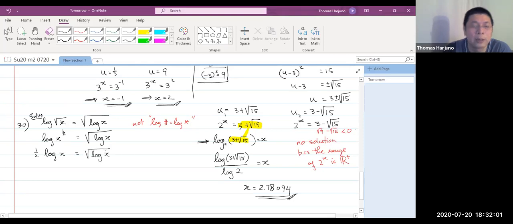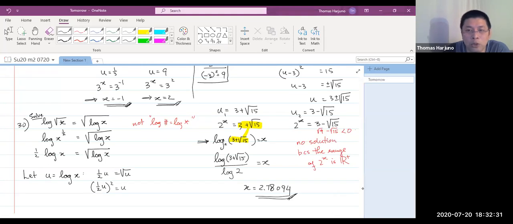Now from here, you can actually use substitution. You see that log x appears on both sides, right? So we can say, but you don't have to. I think this is quite simple to do without substitution. So we have 1/2 u equals square root of u. When we square both sides, the other side we have u.